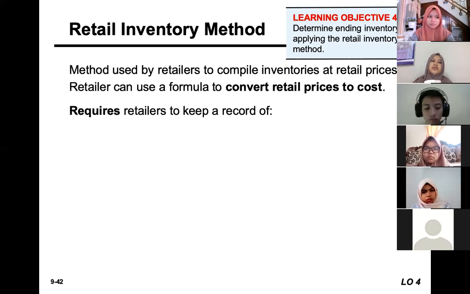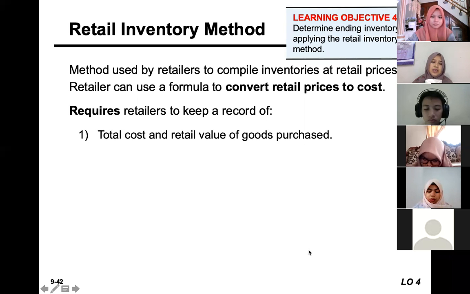So normally for this kind of retailer, like in our Banda Aceh context it is Suzuya, or in other parts there are Carrefour, Giant, Jasco, Eon, mention it. There are many retailers, big retailing companies. So they cannot use that specific identification method. So they normally use the retail inventory method.